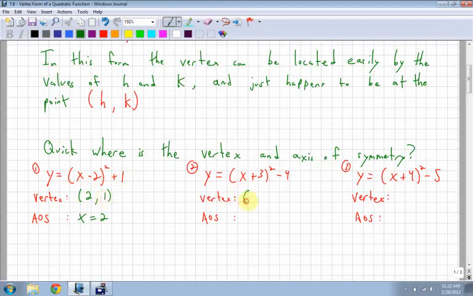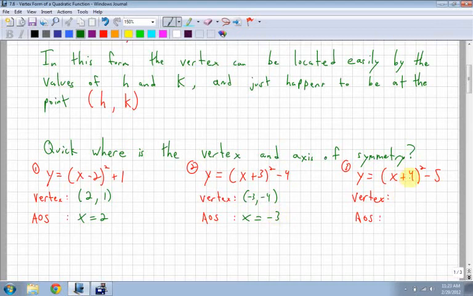Now, where's the vertex on this one? What do you think? Well, it's plus 3 minus 4. Okay, plus 3, so that's going to be negative 3, and minus 4, negative 4. So the only one that changes is the one inside brackets. The only one that changes to negative or positive is the one inside brackets. And the axis of symmetry is, again, x equals negative 3.